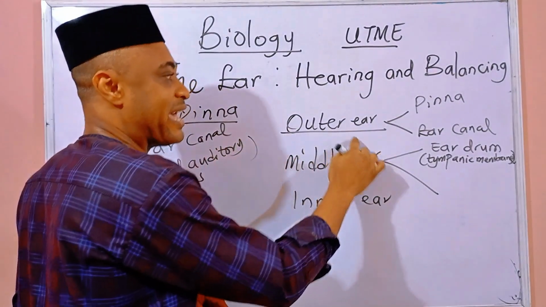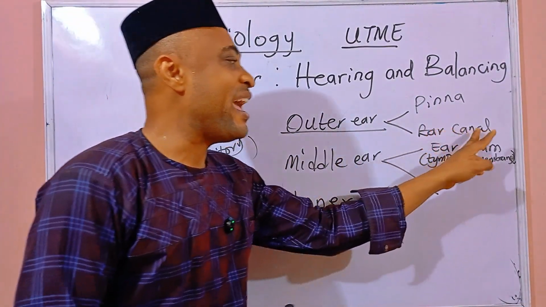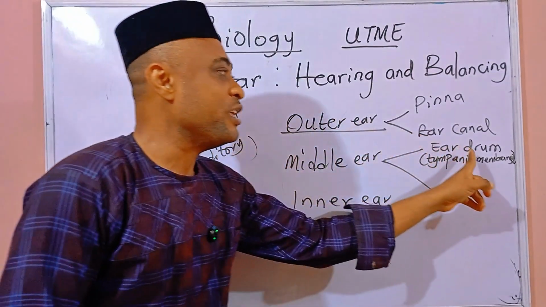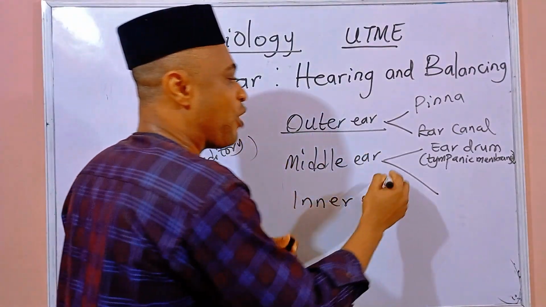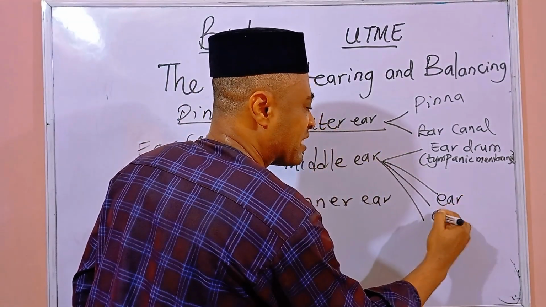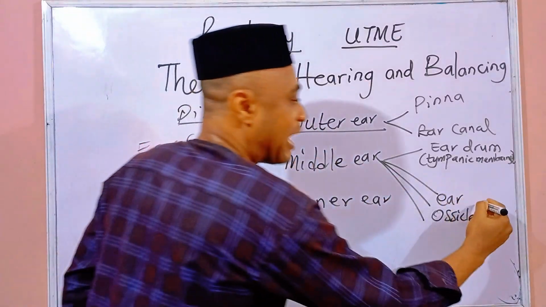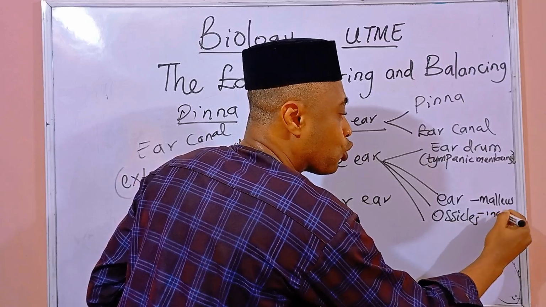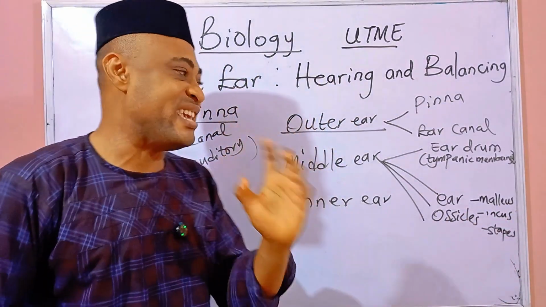Okay, so we have the outer ear. I said we have the pinna and the ear canal. The middle ear starts with the eardrum. So from the ear canal, the next connection you see that signals the entry of the middle ear is what we call the eardrum or the tympanic membrane. Now, in the middle ear, we also have what we call three bones. We call them the ear ossicles. There are three very important bones there in the middle ear. And what are they? We have the malleus, incus, and what? Stapes. These are three bones. They are called the ear ossicles.